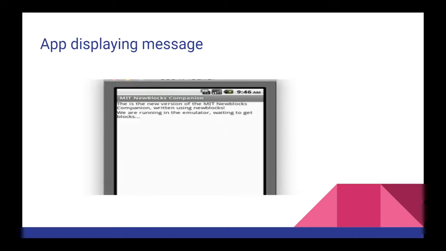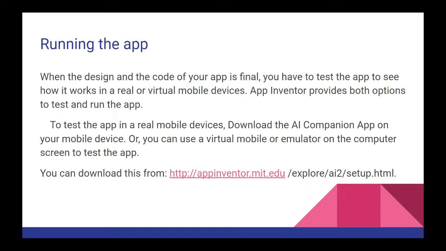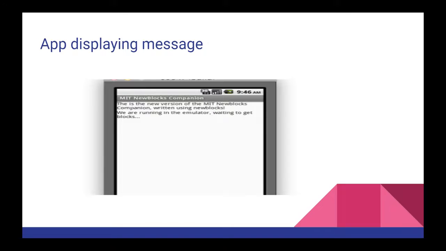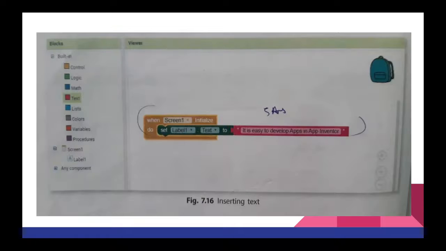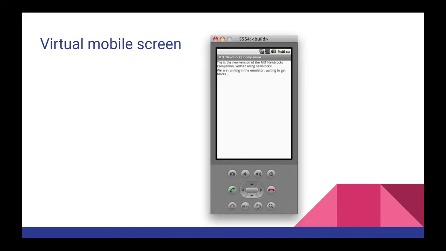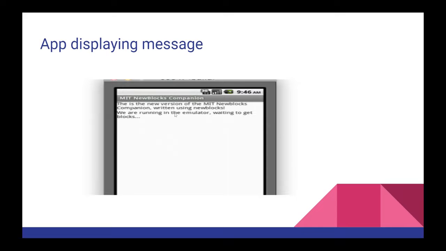You have seen that here we have given the text: It is easy to develop an app in App Inventor. Whatever text you give here is your output. The message we have given here, it is easy to develop an app in App Inventor, will be visible here on that virtual mobile screen.